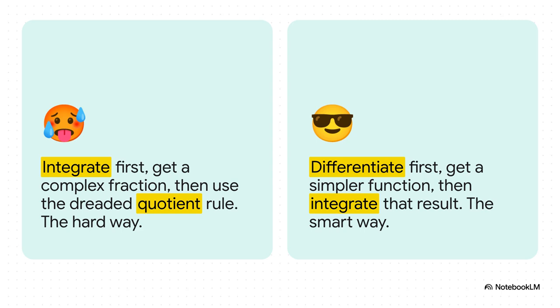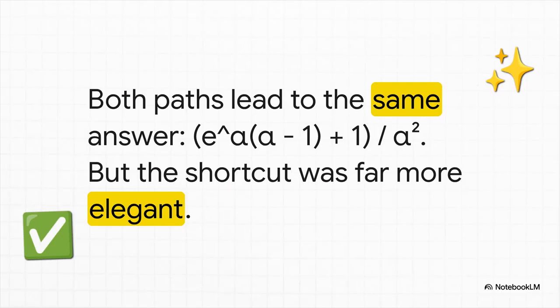But now, look at the path on the right, the smart way. We use our shortcut. We differentiate the inside part first. That gives us a much friendlier function to deal with. Then all that's left is to integrate that simpler result. And here's the magic. Both methods get you to the exact same, pretty complicated-looking answer. But the journey we took with our shortcut was just cleaner, more direct. We got to avoid that whole wrestling match with the quotient rule. This really proves it. The technique works, and it's a much more elegant way to get to the solution.